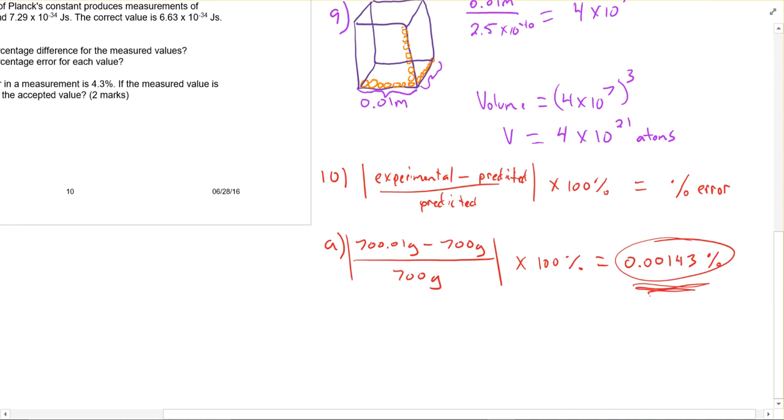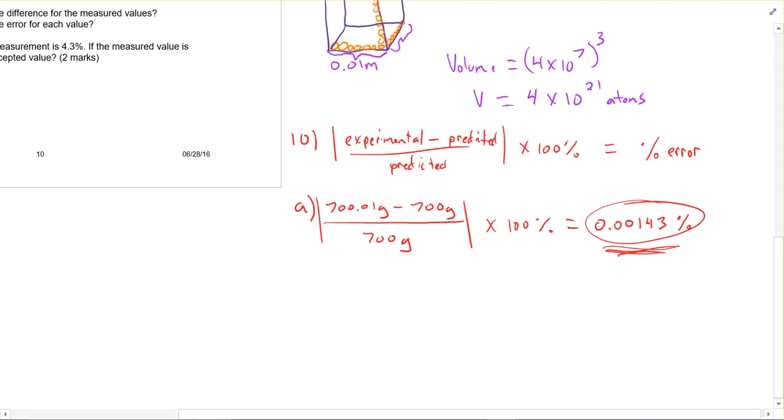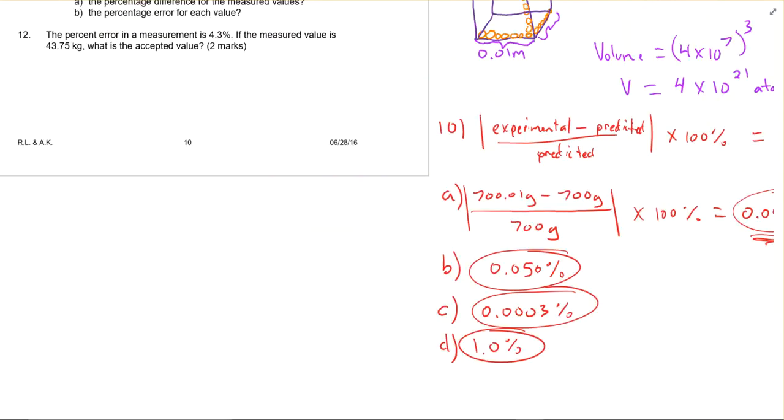It's pretty good percent. I'm just going to go ahead and write the answers down for B, C, and D for that one. Okay, there are your answers for 10. Just take a second to check to see if your answers were right.